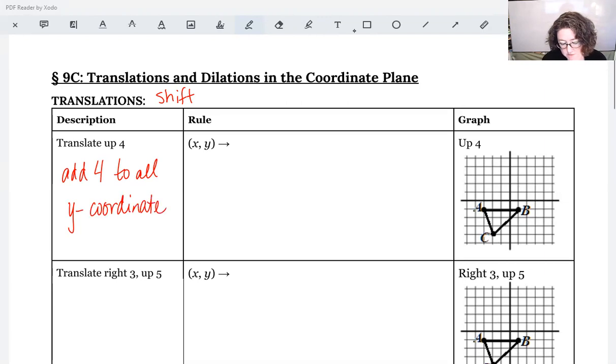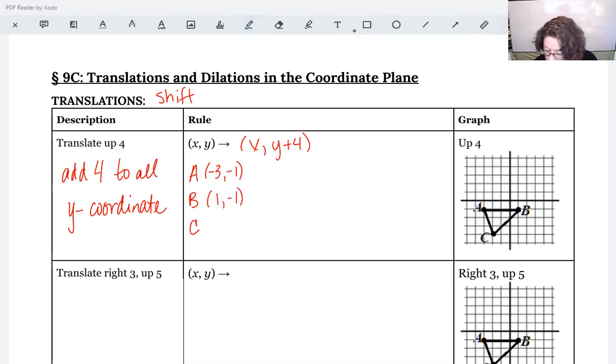So when we translate up 4, that really means all we have to do is change our Y coordinates. Specifically, we're going to add 4 to all Y coordinates. So again, if we use our formal way of writing out these rules, that means changing any point (x, y) to (x, y plus 4). So let's look at the 3 points that we have in our diagram. Again, we don't have them written out, so let's go ahead and jot these down. So we have point A, B, and C. Our A is at (-3, -1). Our B is at (1, -1), and our C is at (-2, -4).